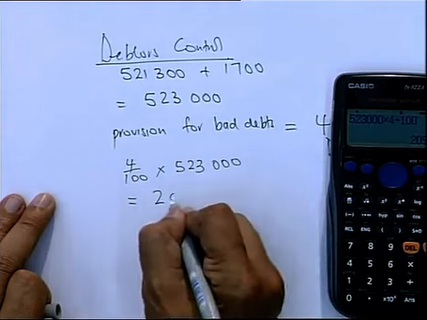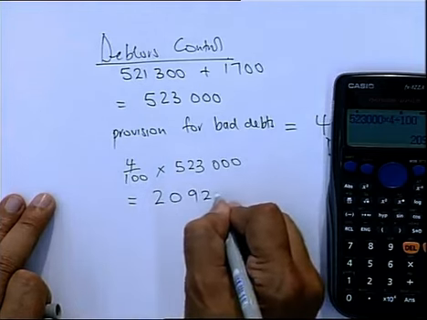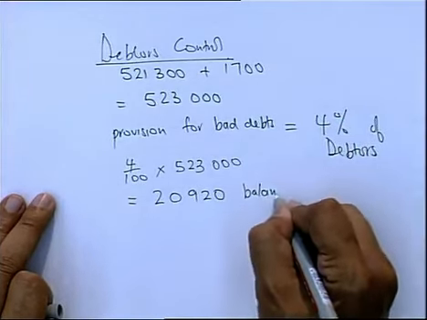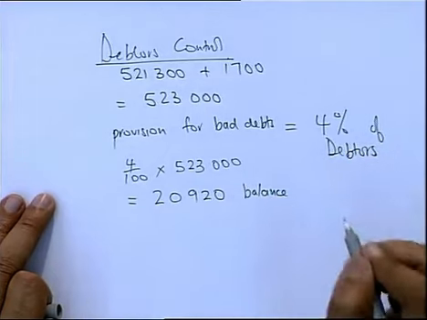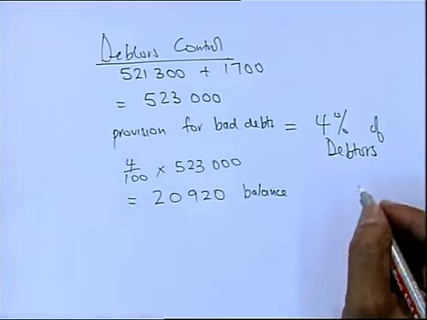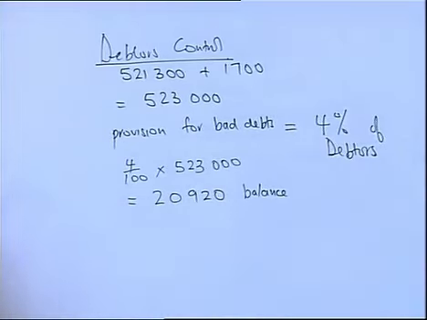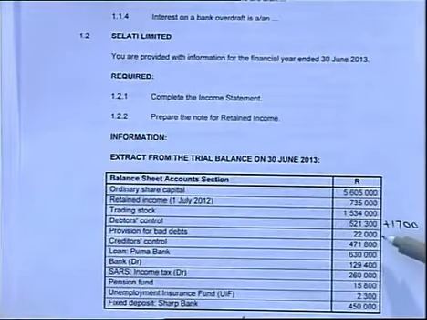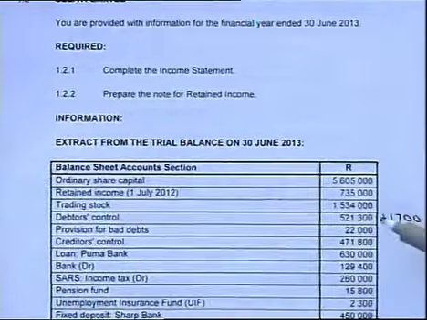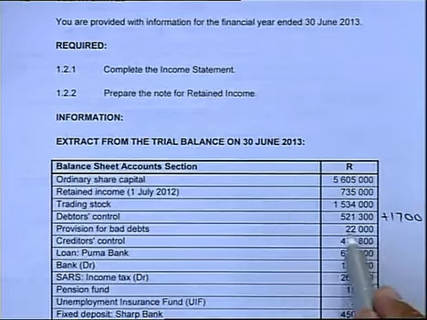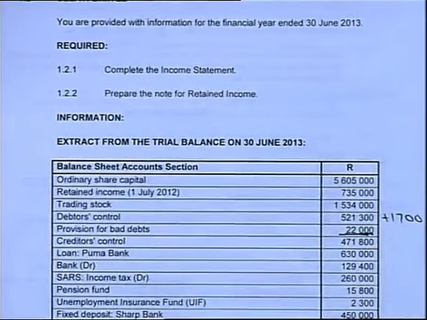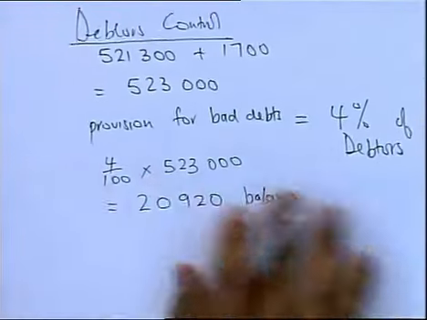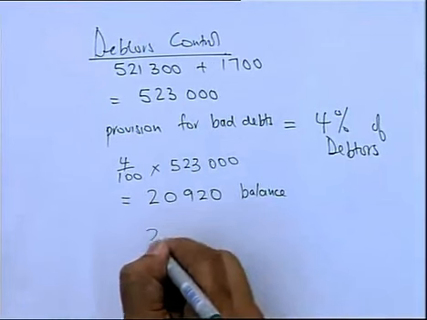So it's 523,000 times 4%. That gives you 20,920. So the balance of the provision should be 20,920. But in your trial balance, the balance of the provision is given as 22,000. Right? The balance of the provision in the trial balance is given as 22,000. So what's happening to the provision? It is 22,000 given.